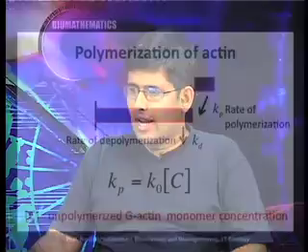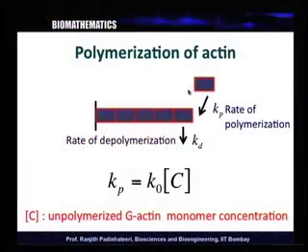So, let us just quickly look at this slide here, this diagram here. In this cartoon, as I discussed, this single box represents G actin, which is the monomer of actin, and this is a filament. With some rate Kp, this monomer binds onto this filament and elongates. So, Kp is the rate of polymerization.